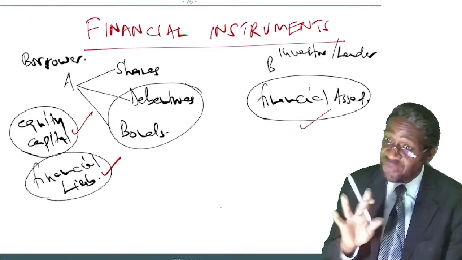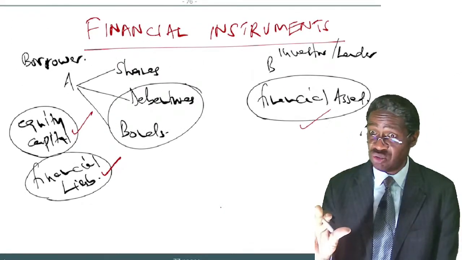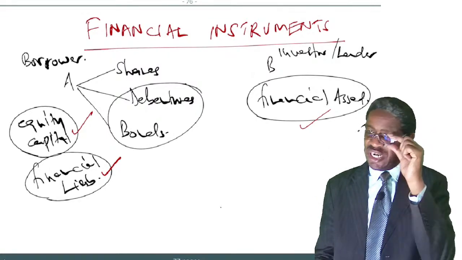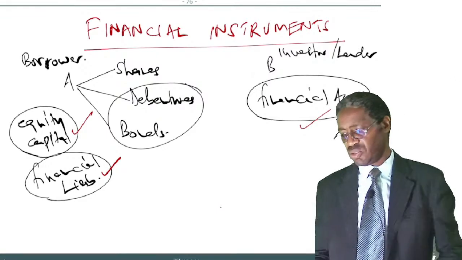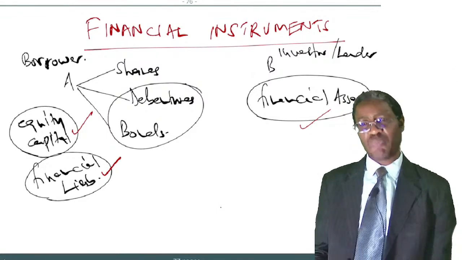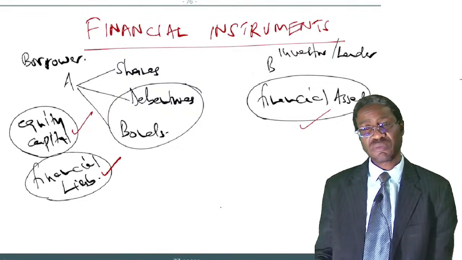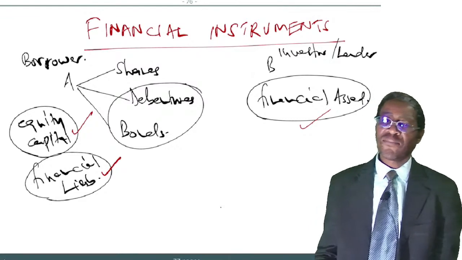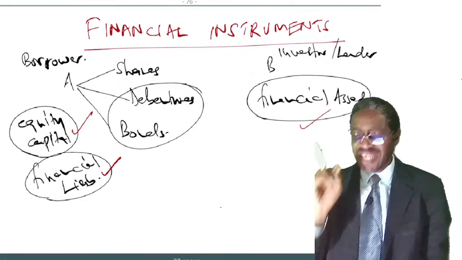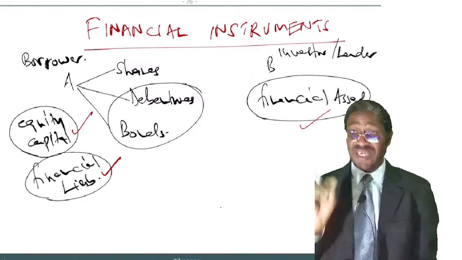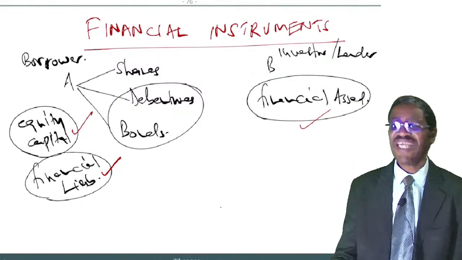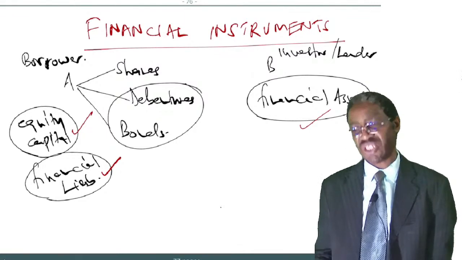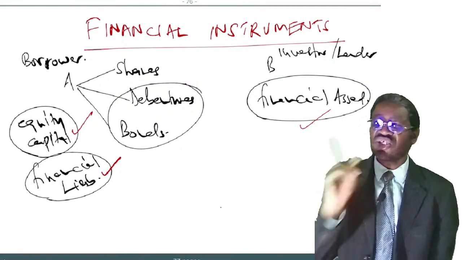So I have already defined, listen, what's a financial instrument. So before we continue, let's put down that definition. So write the topic, financial instrument. That's the topic, financial instrument. Then you say this: a financial instrument is a contract.